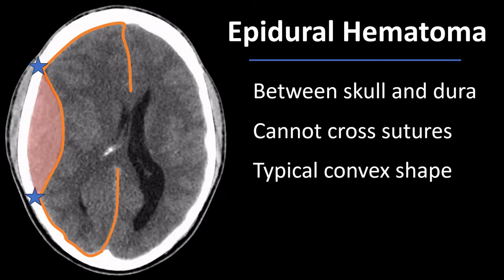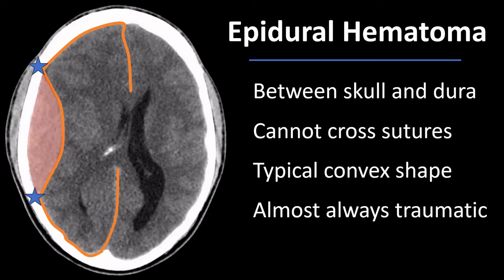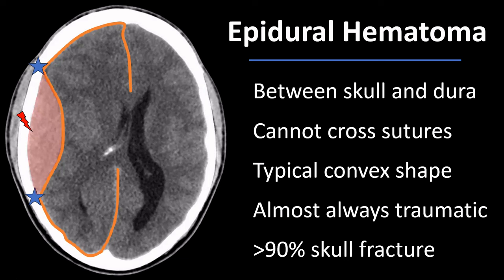And this is very characteristic. What is also very typical for the epidural hematoma, they are almost always traumatic, and in the majority of cases, more than 90%, you will find a skull fracture in the overlying skull. And the hematoma is caused by a laceration of an artery running along the inner surface of the skull.